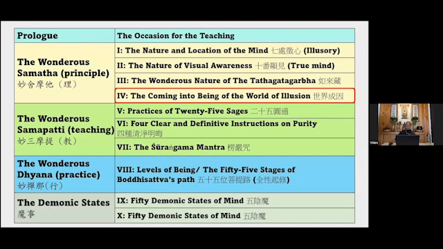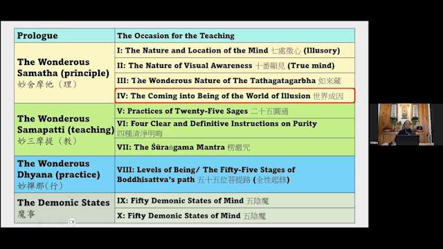So this is the structure of the Śurangama Sutra. Like I said before, the original question from Ananda is about the wondrous samatha, wondrous samabadi, and wondrous dhyana. And so there is a master who categorizes the content of this sutra into these three main topics. And then the last part is about the demonic states that practitioners will encounter.